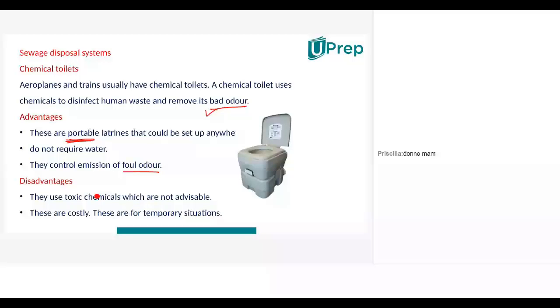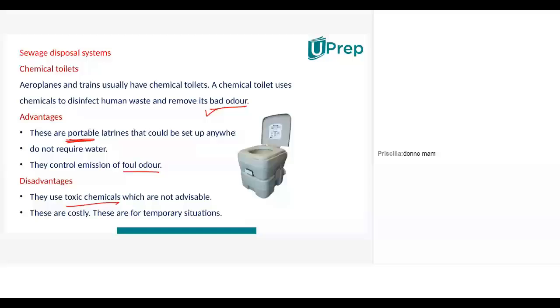So what are the disadvantages? The chemicals that are being used are extremely toxic. Can you imagine, if there is a chemical which can act on the human excreta on an immediate basis, right? Mask the odor, kill the bacteria, kill the germs, solidify it, make it quite precise and concise, can you imagine how strong the chemical would be, how harmful it could be, isn't it, for the environment? So that's one big disadvantage.